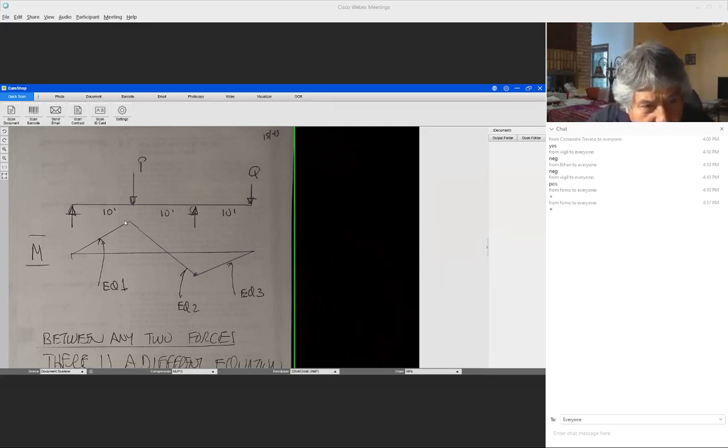This equation is only good between this point and this point because to the right, there is a different equation. This equation is good between this point and this point. And the third equation is good between this point and this point. So the rule is as follows. Between any two loads, and the reactions are also considered loads, there is a different equation.